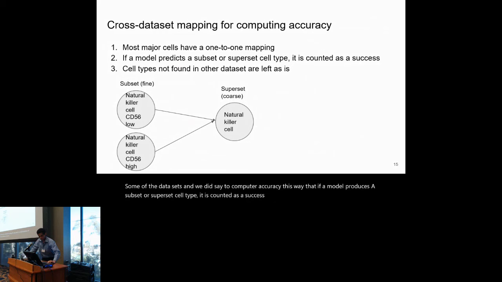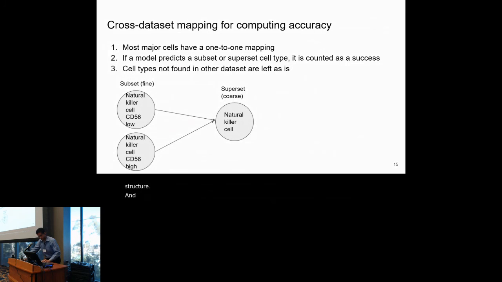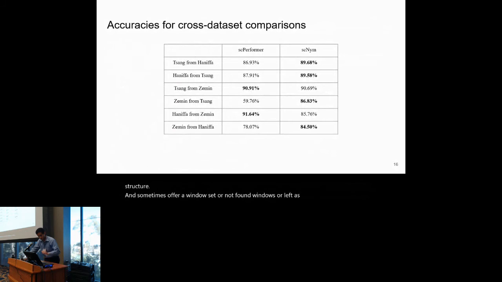And this little schematic here is what I mean by superset and subset cell types, because cell type definitions are very much hierarchical in structure. And cell types not found in one data set or not found in the other data set are left as is. And so using this approach, we can then compute accuracy. SC9 does perform better in this case, although SC performer is still competitive for most cases. And here I'm just looking at all the different permutations by training on one data set and testing on another.